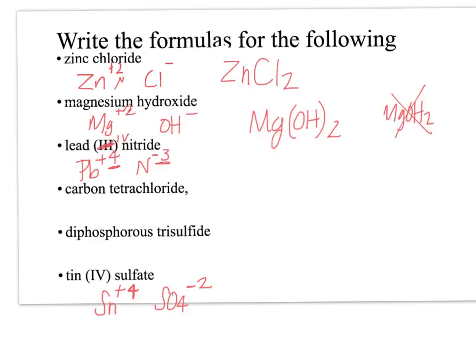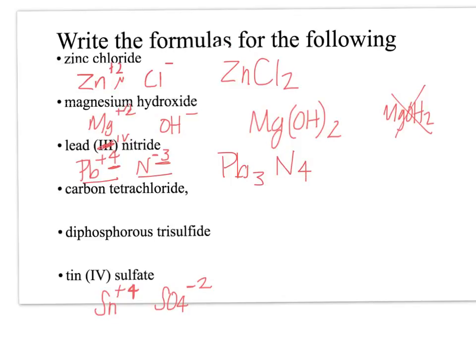So we can do one of two things. We can say I've got a multiple of 4 and 3, which is 12. So in order to make lead be a charge of 12, I want to use 3 of them. So I would say Pb4. Just kidding. Erase that. That would be Pb3 to make that be a charge of 12. And then in order to make nitrogen be a charge of 12, I want to use 4 of those. And so that would be Pb3N4, my final one.